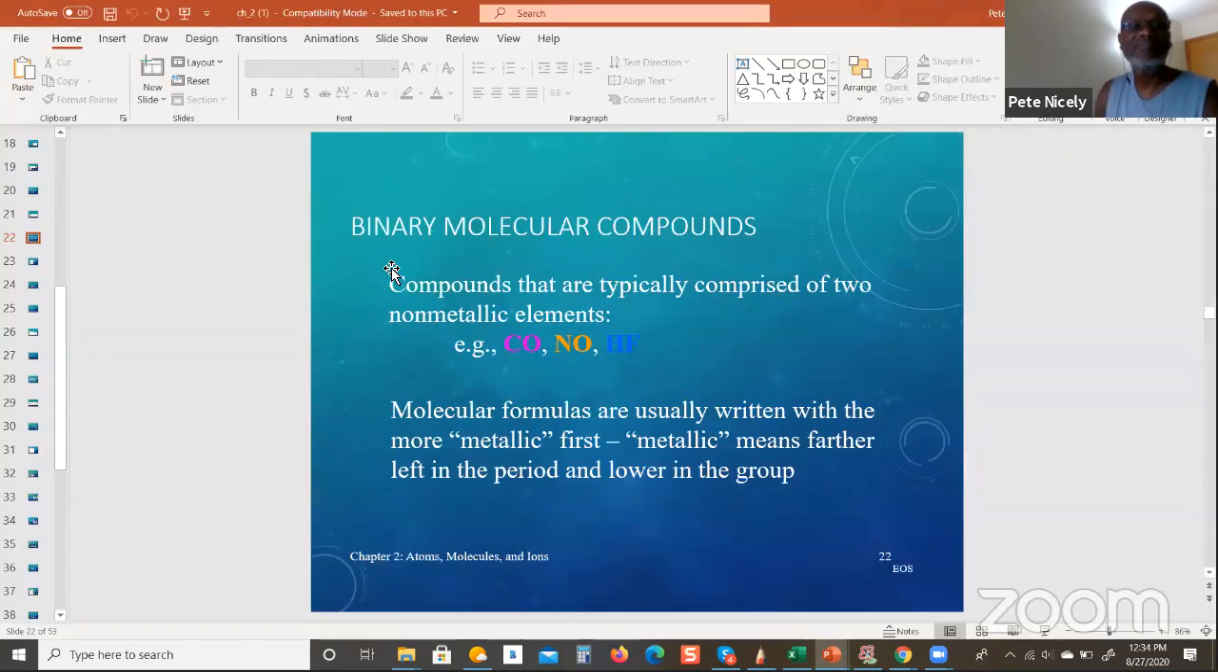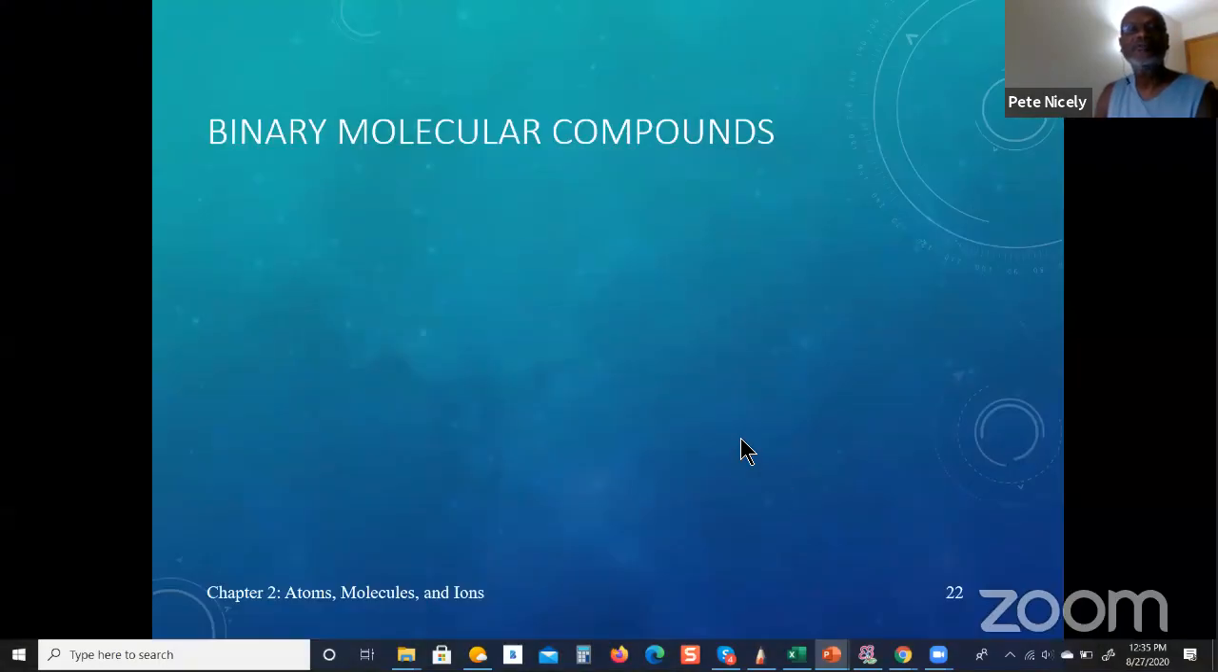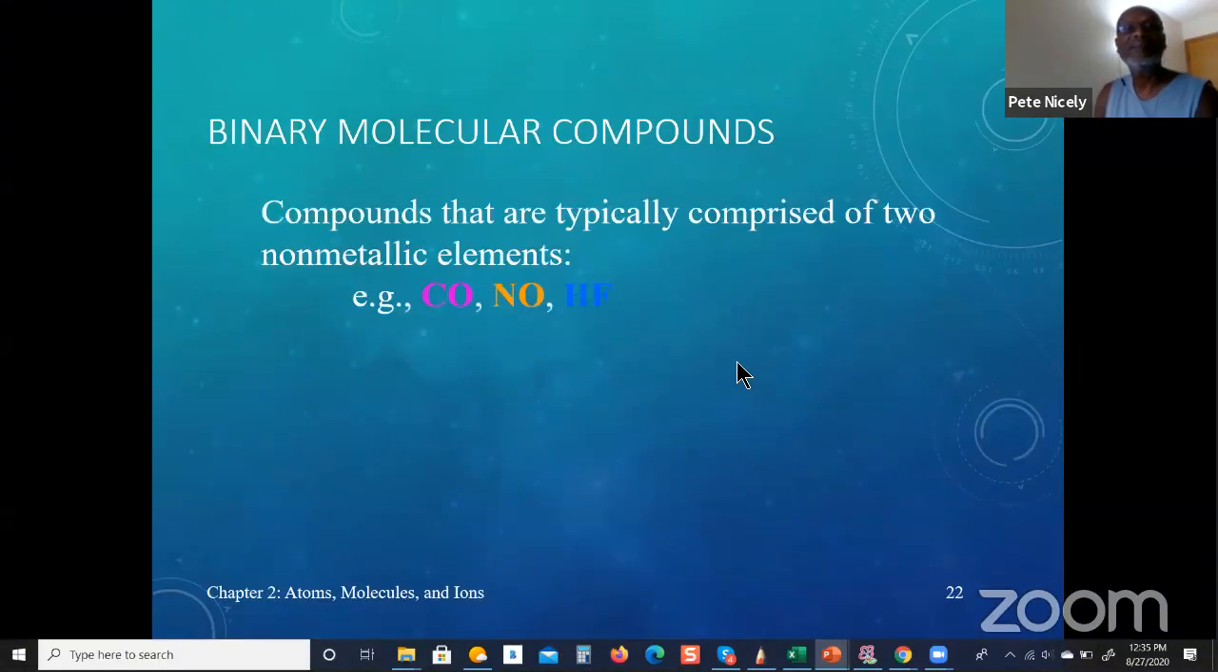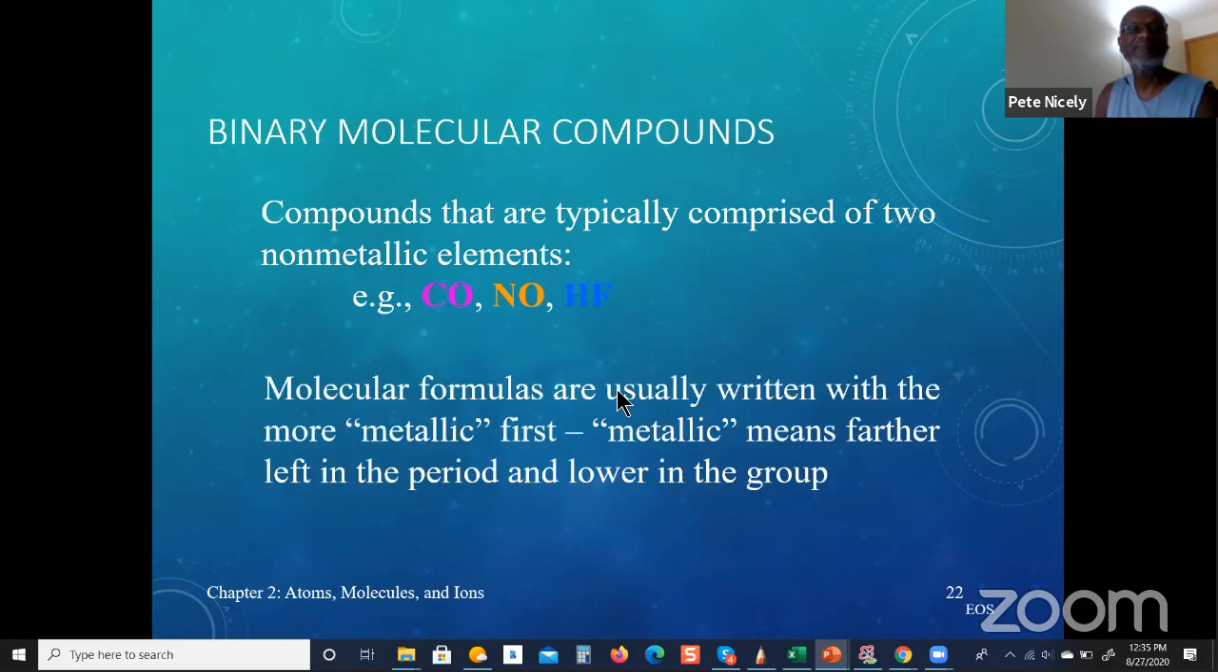And first we're gonna deal with binary molecular compounds. Binary molecular compounds are basically compounds that are made up of 2 non-metallic elements. And some examples are shown here. Carbon monoxide, nitrogen monoxide, water. Hydrogen fluoride. These are just a few of the examples of what we call binary molecular compounds, right?